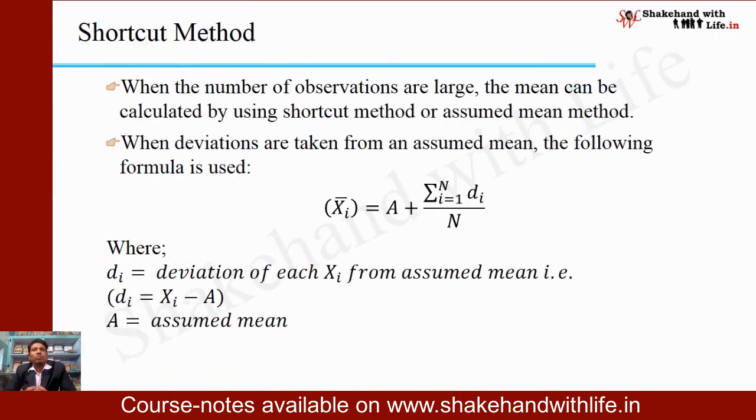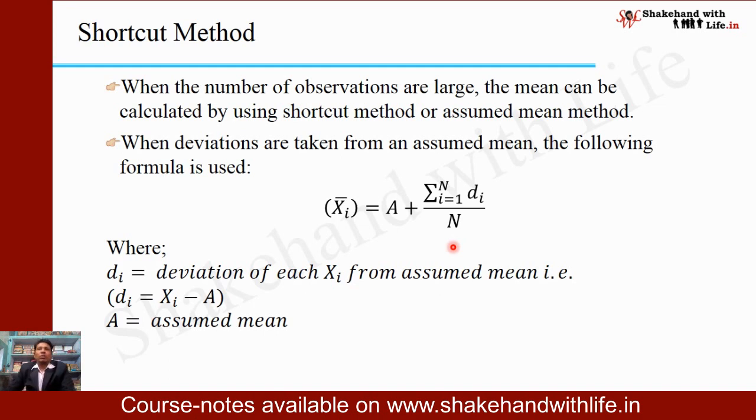Now, the same problem can be solved using the shortcut method. What is the shortcut method? When the number of observations are large, the mean can be calculated by using shortcut method or assumed mean method. When deviations are taken from an assumed mean, the following formula is used. So in this case, you can use assumed mean.